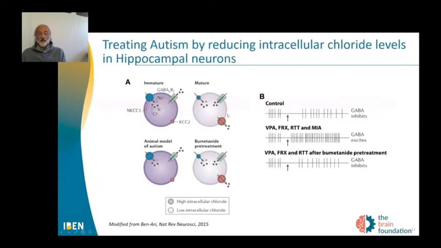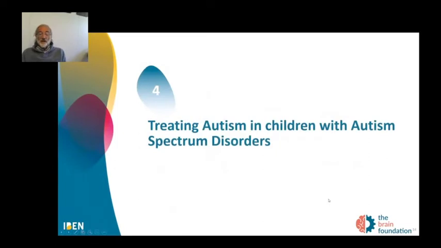Experimentally, you can show this like this. In immature neurons, GABA, as shown here, inhibits. In autistic neurons, GABA excites. This is the case of valproate in utero, Fragile X, Rett syndrome, and maternal immune activation, all of them being related to autism. Here, GABA excites, as shown here. On the other hand, if you treat with bumetanide, GABA again inhibits because of the low concentration of chloride inside. Is that the case, and can this be useful in treatments? Well, the answer is yes.